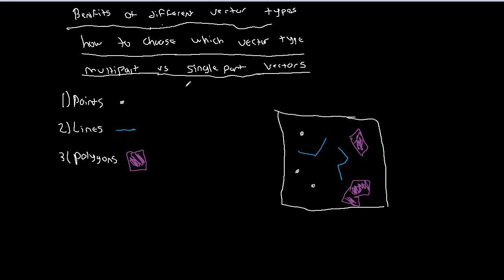Well, let's start off with points. What information does points give us? Well, point vector data is an example of what's called 0D or zero dimension data. With point data, what we get is just location. The only benefit or information that we get from the point data is just the location. That's the only thing we have, one coordinate, hence why it's 0D. That's all we get.